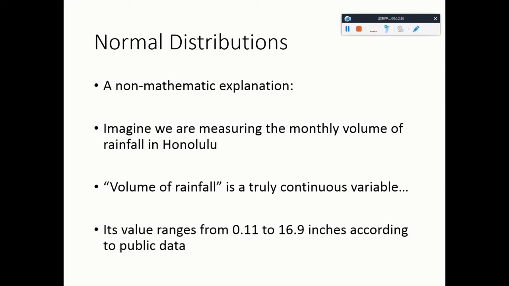So from public data, I gathered these two numbers, the range, right? The average monthly volume of rainfall in Honolulu is from 0.11 to 16.9 inches. I should say cubic inches, according to public data. But anyway, this is just to illustrate that it is a truly continuous variable.